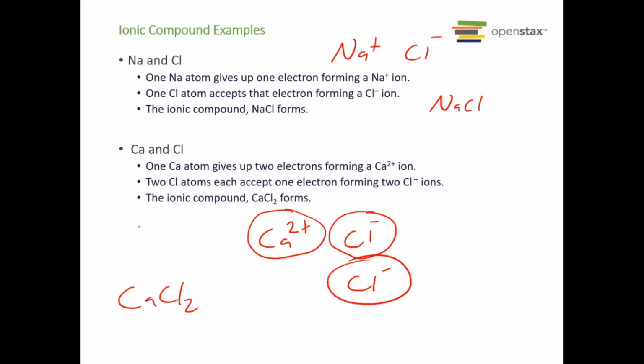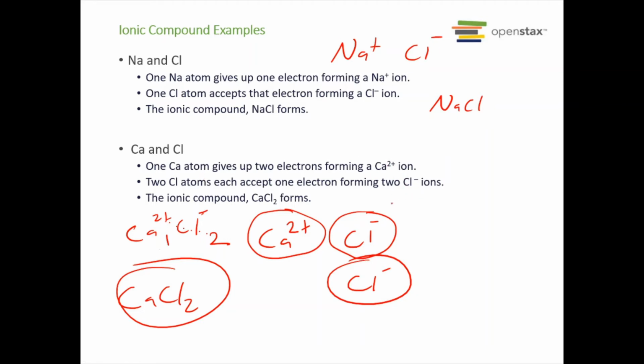Another common technique that people use is known as the crisscross method, where they bring the charge down here as a subscript, and they bring the 1 down here. The only tricky part is if you have something divisible by 2 or by 3, where you can simplify the subscripts, you have to make sure you do that. So that's how we basically do it. You look and see what type of ions they form, and then match them up in a correct ratio that gives you 0.